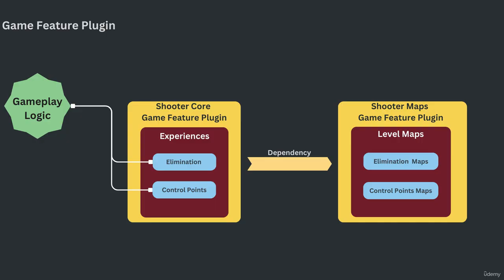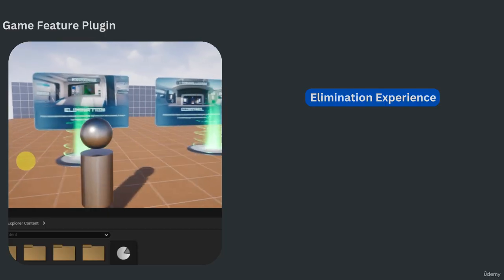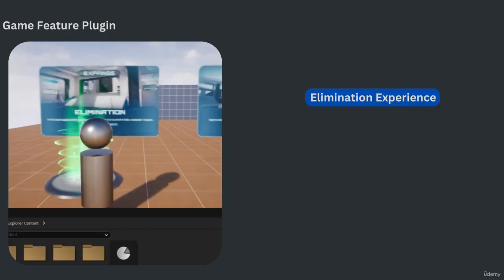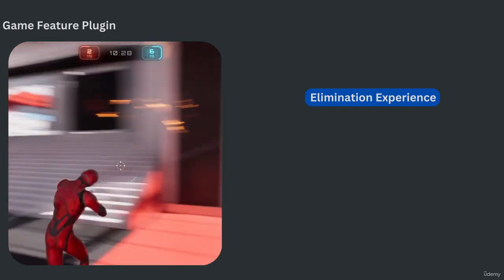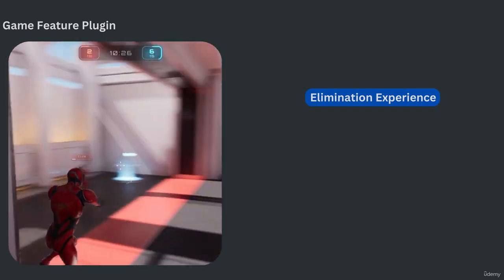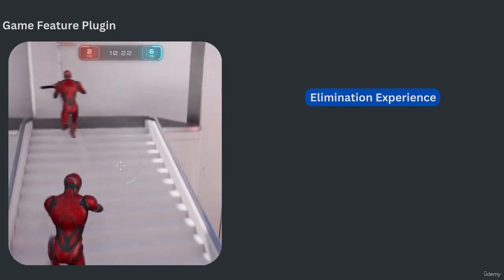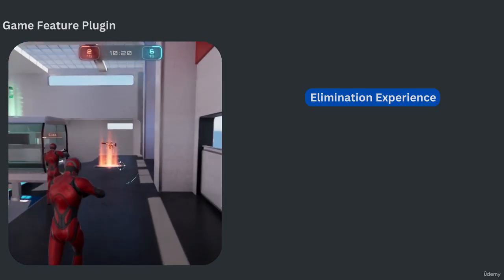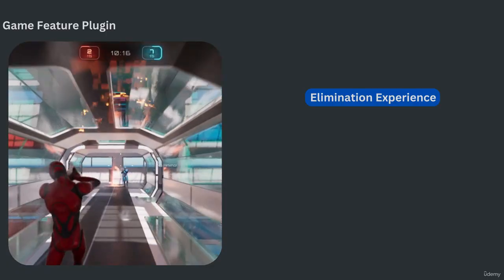There are two experiences provided ready-made in the Lyra sample project: the elimination experience and the control points experience. In the first experience, the elimination mode, the player and his team need to kill the enemies in the opponent team. In this time-bound battle, the team with maximum kills win. The players and bots are respawned during the time-bound battle.